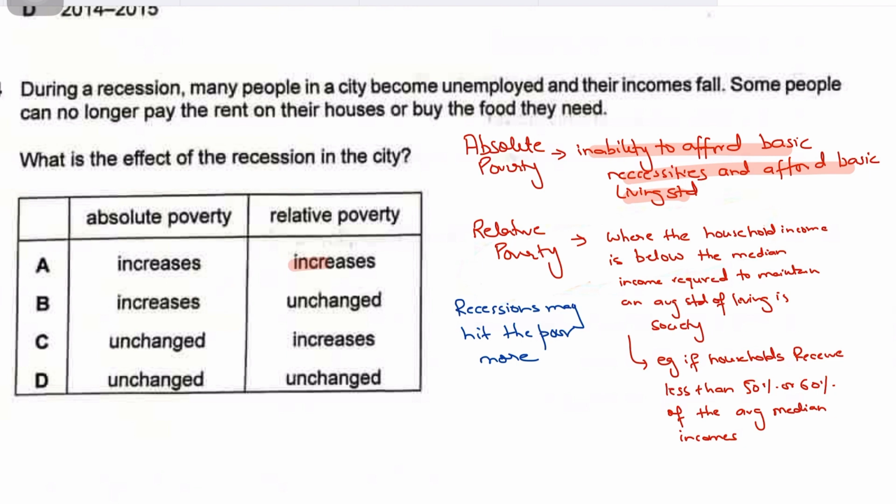So that's why relative poverty will increase, and so will absolute poverty, because a lot of people who were not able to already afford basic necessities may further not be able to afford more basics. I mean, their living standard will deteriorate further. So the absolute poverty will definitely worsen. So people who were not in the absolute poverty zone will now fall in that range after a recession, right? So A is the correct answer.